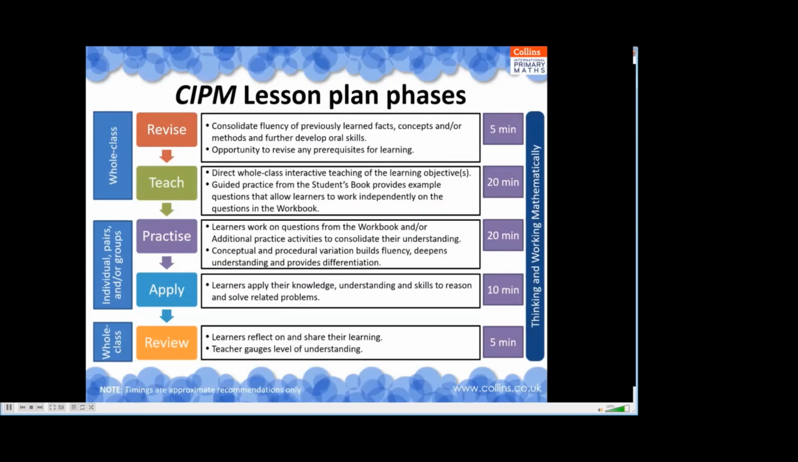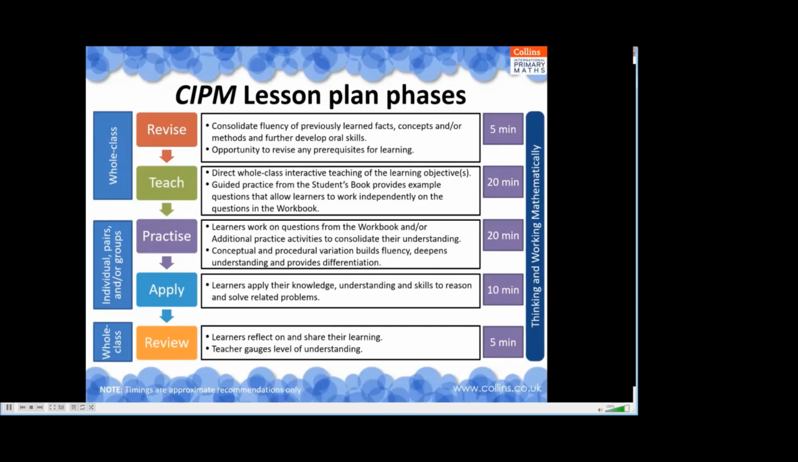The lesson sequence in Collins International Primary Maths focuses on supporting learners' understanding of the learning objectives from the Cambridge Curriculum Framework, as well as building their mathematical proficiency and confidence. The lesson begins with a 5-minute whole class warm-up activity called Revise, where learners consolidate fluency of previously learned facts, concepts and/or methods, and further develop oral skills. It's also an opportunity to revise any prerequisites for learning.